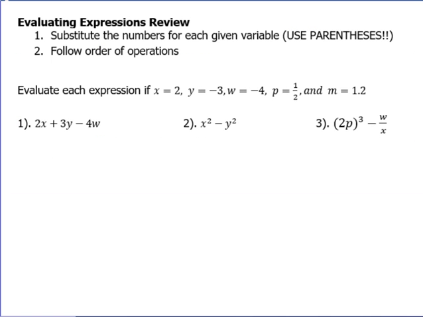So here we have some problems that we're going to practice. We are going to substitute the numbers that they give us in for those variables. We're going to do that using parentheses, because if I have 2x, that means 2 times x. So when I put the number in for x, I need to make sure that I know I have to multiply those. And then we're going to follow order of operations. So hopefully you remember.